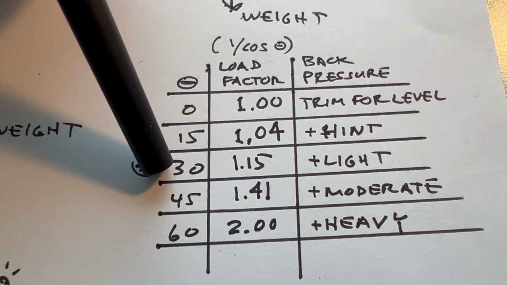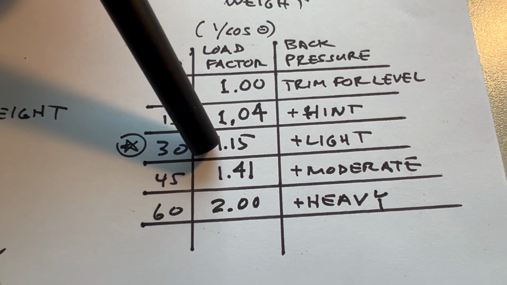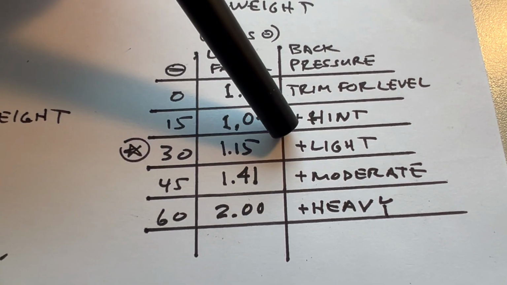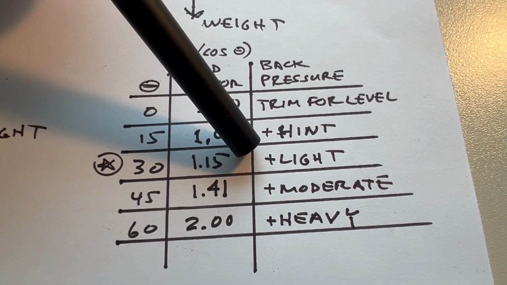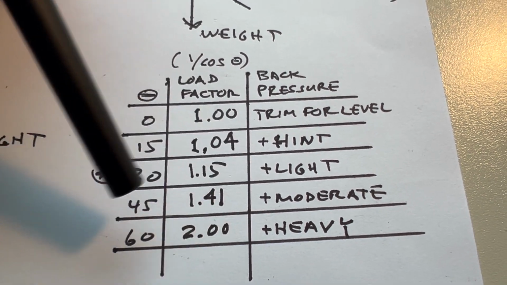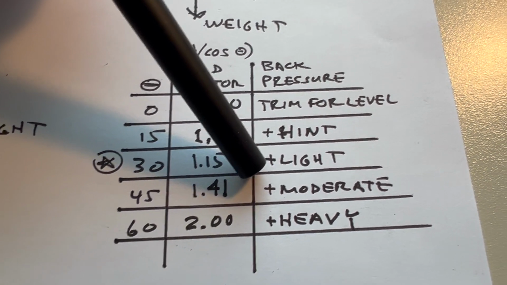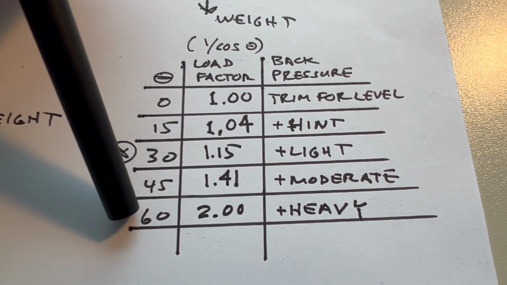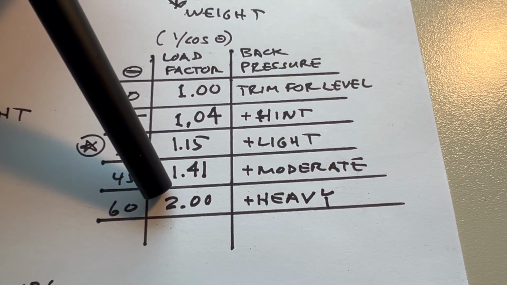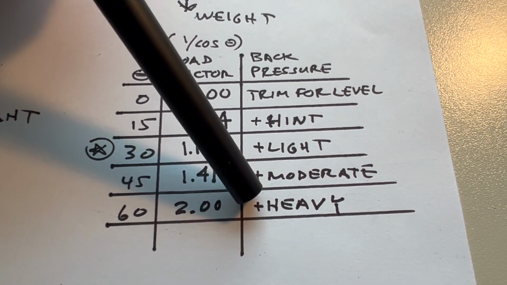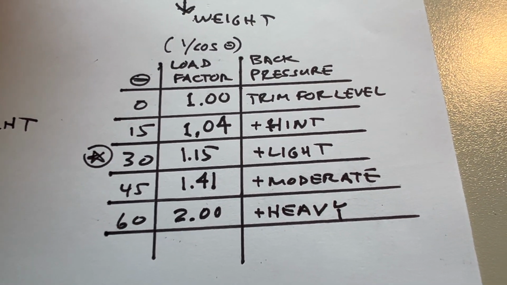At 30 degrees of bank, your load factor is 1.15, or 15% more than normal. You're going to need to really consciously add some back pressure here. At 45, it's 1.41, so you're going to need some moderate back pressure or trim. And at 60 degrees bank, you're going to be at a load factor of 2 G's. And you're going to need some heavy back pressure or some aggressive trimming. That's it.